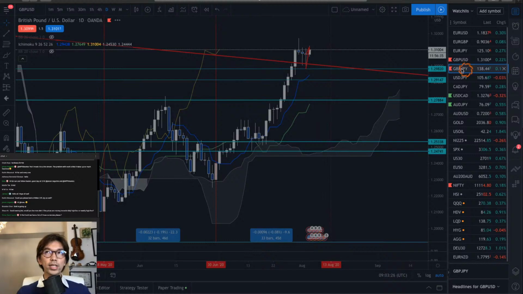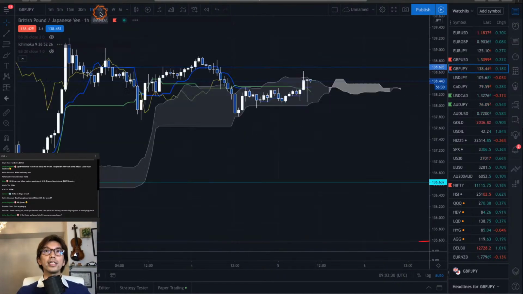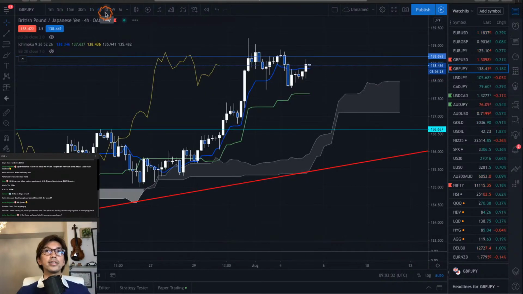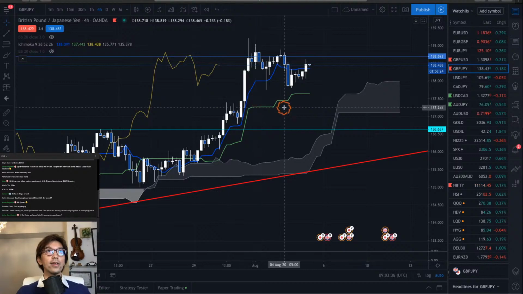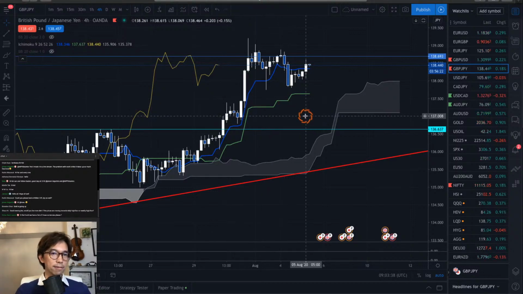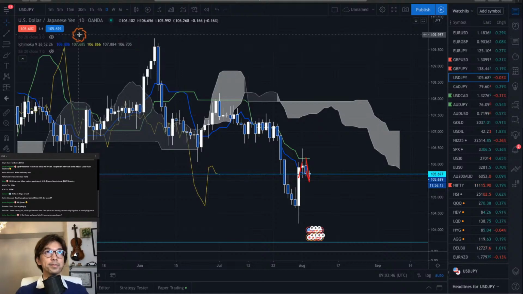And moving on to the next one, GBP JPY. The daily chart is up, and the 4-hour chart is flat. Yeah, this is the 4-hour on the GBP JPY, and this is flat, right? But in the daily, this is up. So I take the daily and move on to the next one, USD JPY.